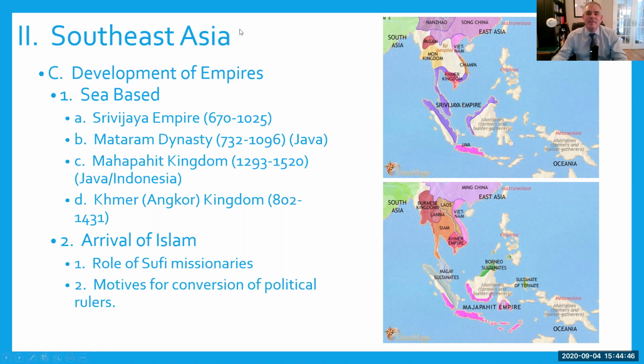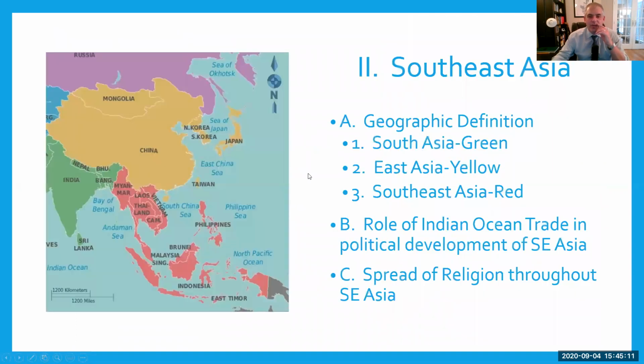So with Southeast Asia, there's two maps that I want you to take a look over and follow along. And empires are going to develop in this region of Southeast Asia because you have so much trade going on between these islands and the Indian Ocean. That trade is critical to the development of the states. So where it says development of empires, if I go back for a second.